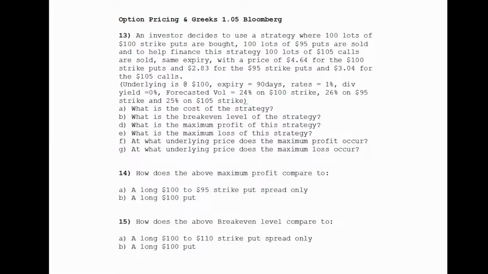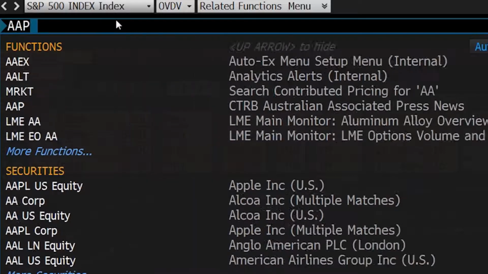Hello, and welcome to Option Pricing in Greeks 105. In this section, we're going to go through the answers to questions 13 to 15. Now, these questions are talking about hedging, where an investor would buy puts, maybe a put spread because it's a cheaper hedge. And in the last part, we're going to be having a put spread and finance.